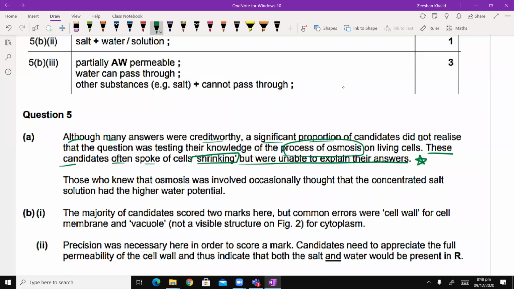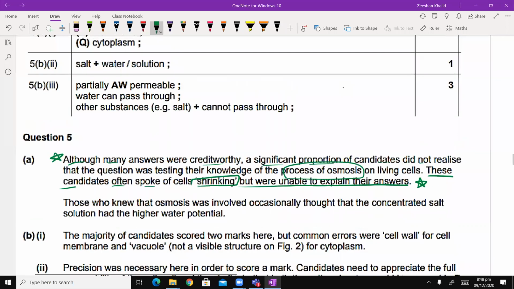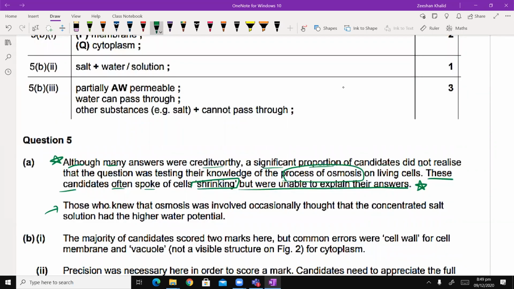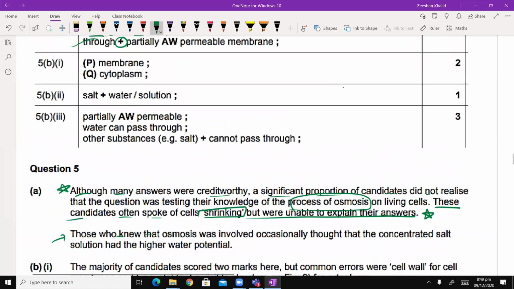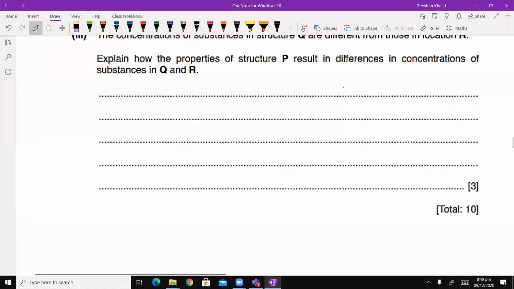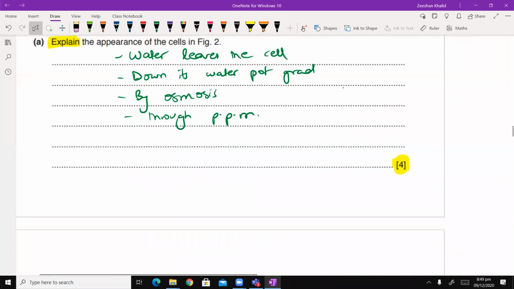Anika, this is exactly what you were talking about. वो आपसे description नहीं पूछ रहा. Yes, we can see it is shrinking, but it's actually why is the cell shrinking? Okay, it says further, those who knew that osmosis was involved occasionally thought that concentrated salt solution had higher water potential. I mean, I'm sure that you don't have this confusion. ठीक है बच्चों, is everybody following? Yes. Okay. चलें जी, अगला पार्ट देखते हैं.